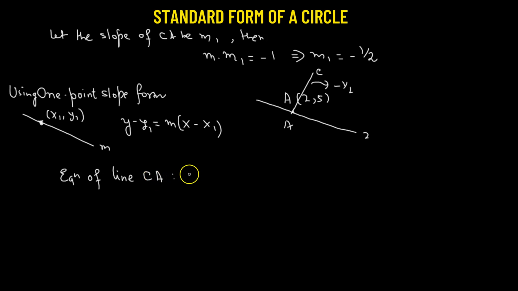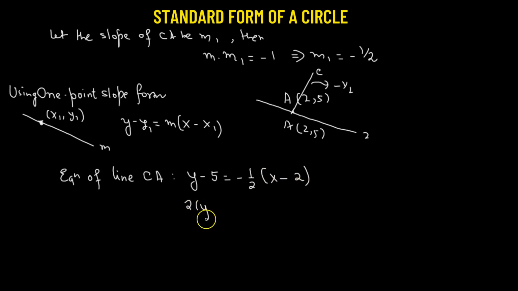So that will be equals to y minus y1. So y1 will correspond to the point A. So point A is 2 comma 5. So let me note it down here. So that means we have y minus 5 equals to negative half multiplied to x minus x1, where x1 is 2.